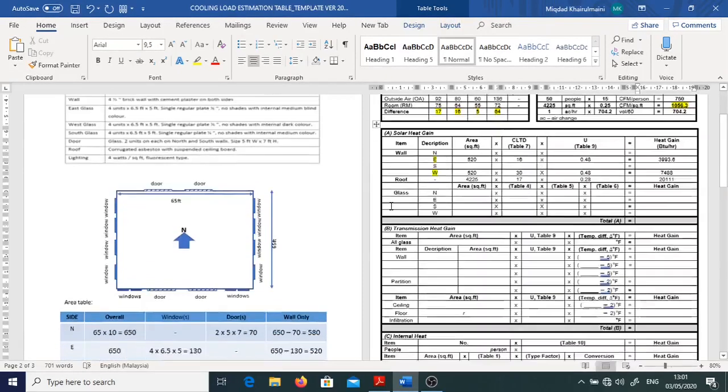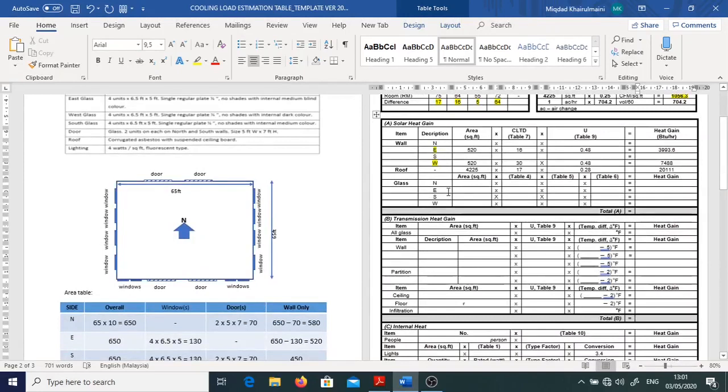Now for glass, we have to fill in every side that has glass. On the north we have a door, and the door is also made of glass. On the east we have windows. Windows are made of glass. On the south we have doors and also windows, which are both made of glass. And also on the west we have windows, which are also made of glass. So all of this has to be filled, because all of the sides have glass.